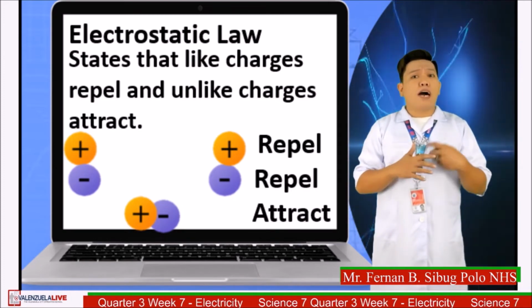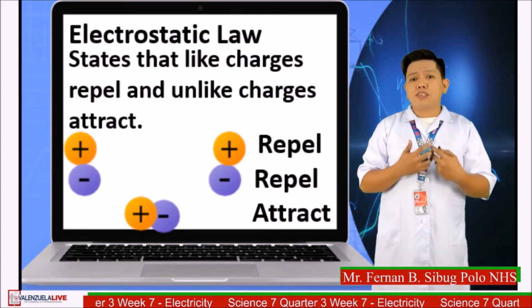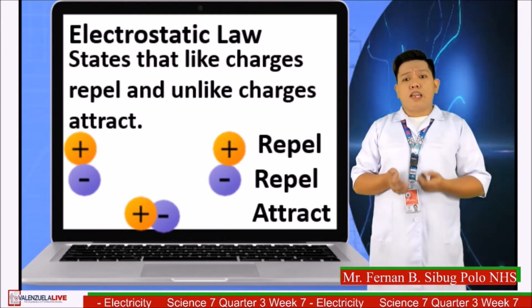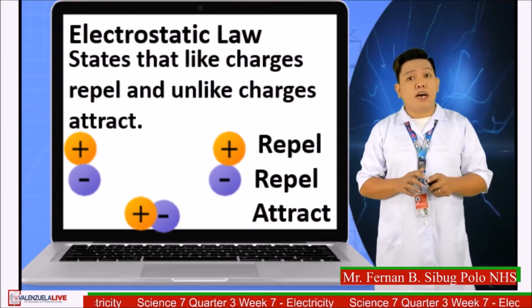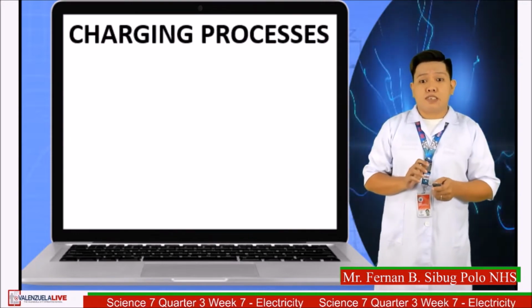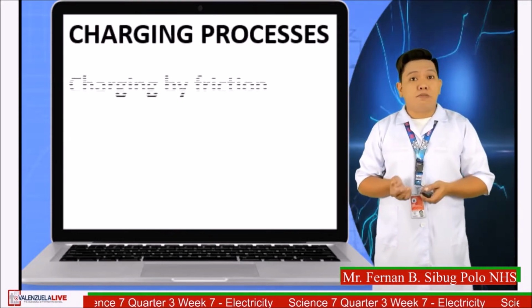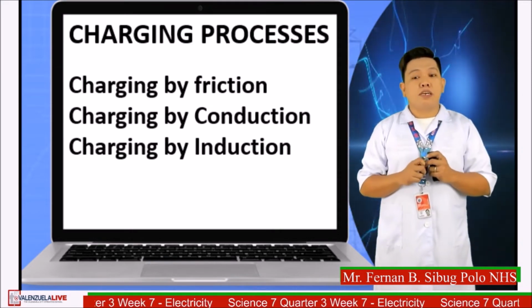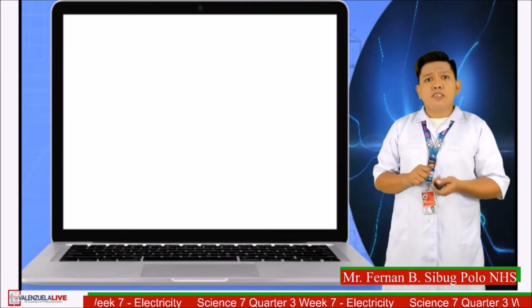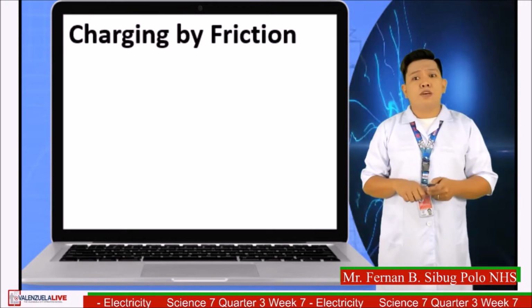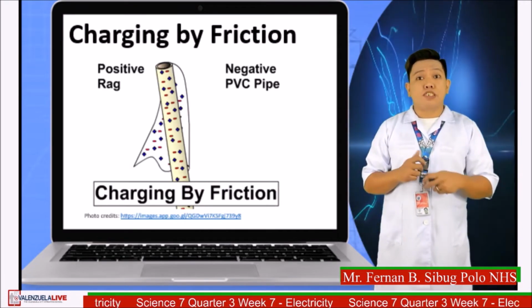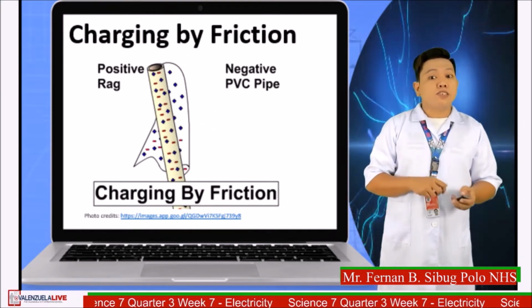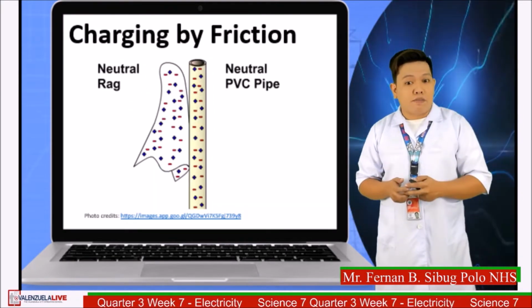Let us now go back to the question, how do materials transfer electrons? The transferring of electrons in a material can be done in 3 charging processes. That can be charging by friction, charging by conduction, or charging by induction. Charging by friction happens when two materials are rubbed with each other. Electrons transfer from one material to another through direct contact.